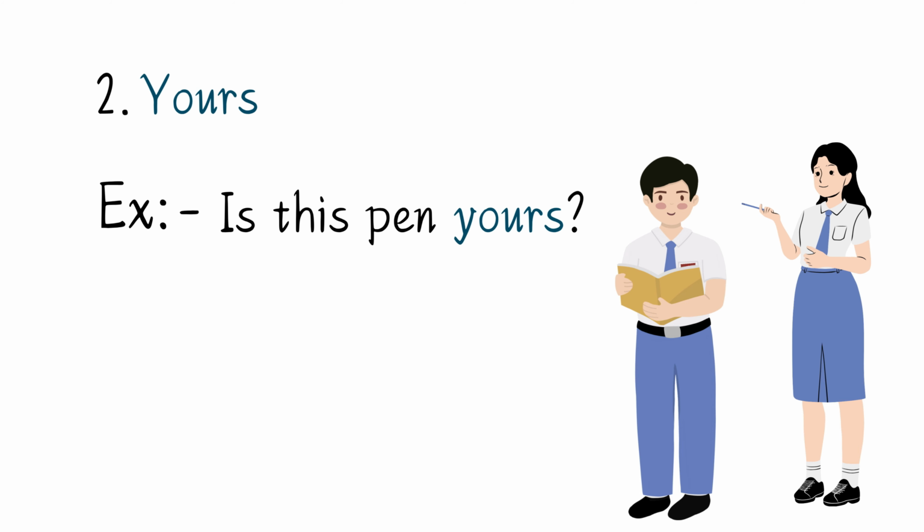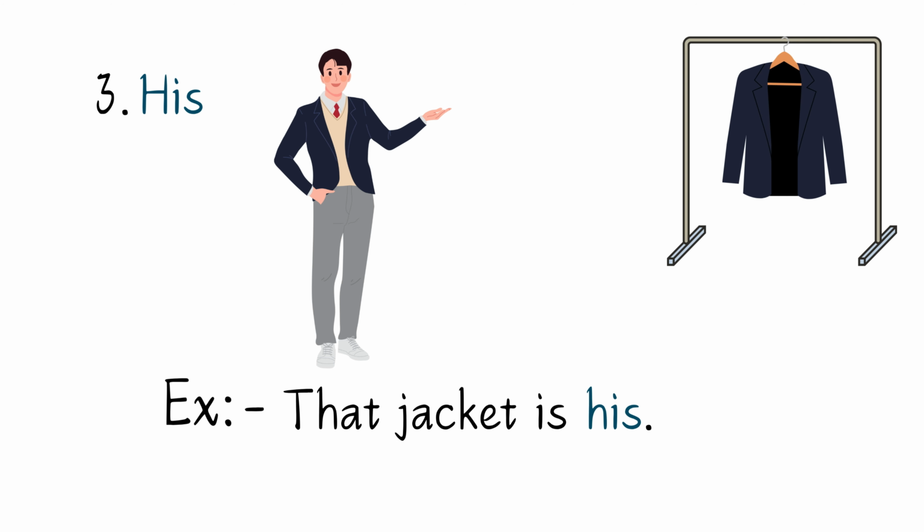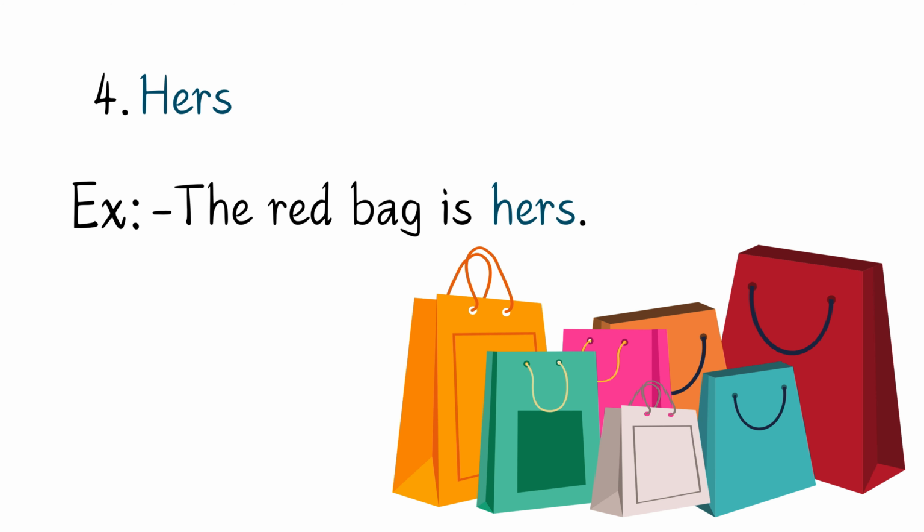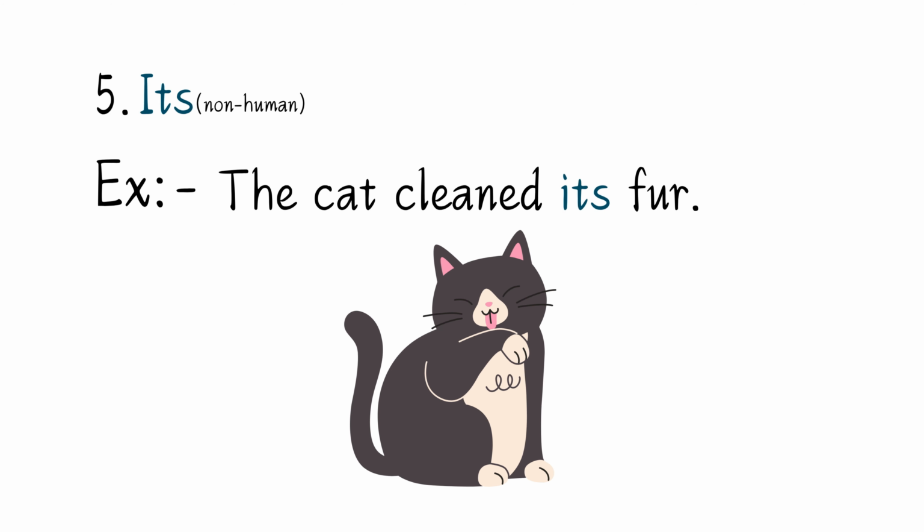Third one, his, for the third person singular male. Example: That jacket is his. Fourth one, hers, for the third person singular female. Example: The red bag is hers. Fifth one, its, for non-human subjects. Example: The cat cleaned its fur.